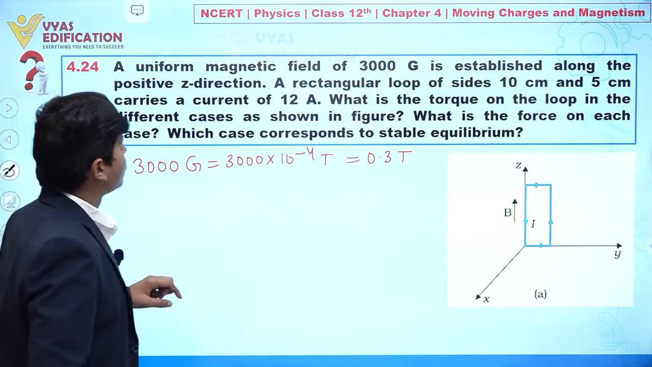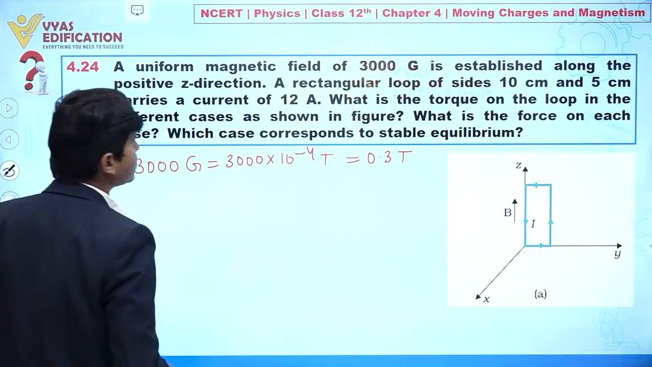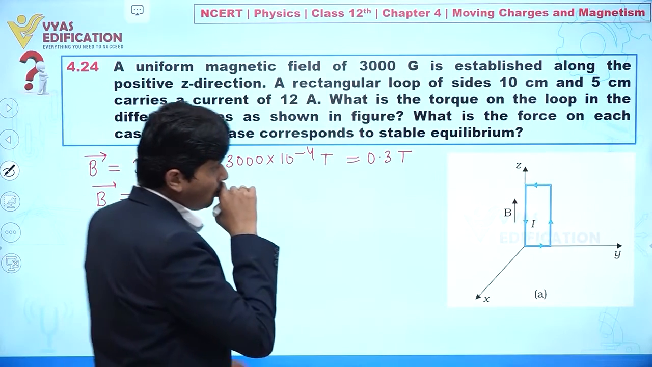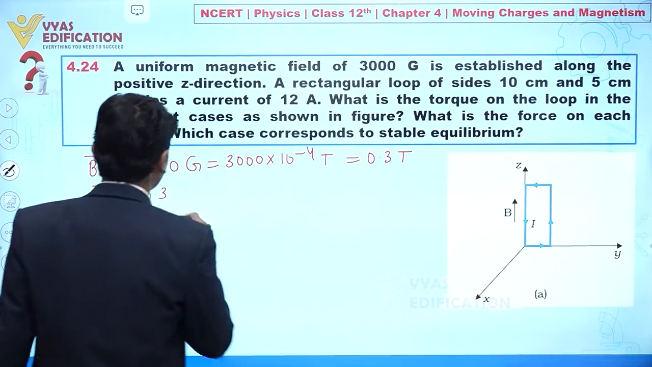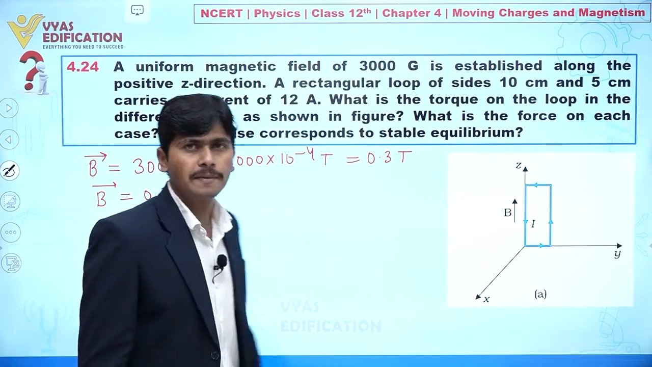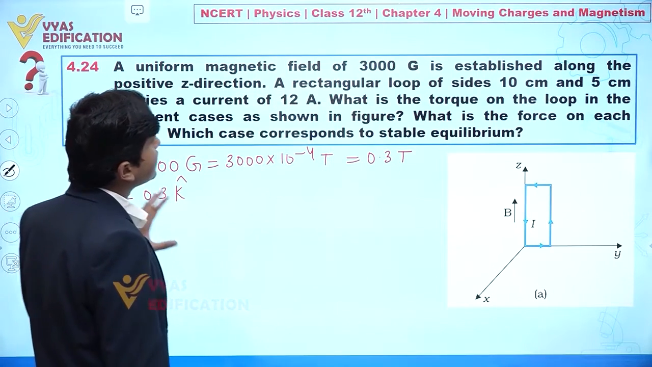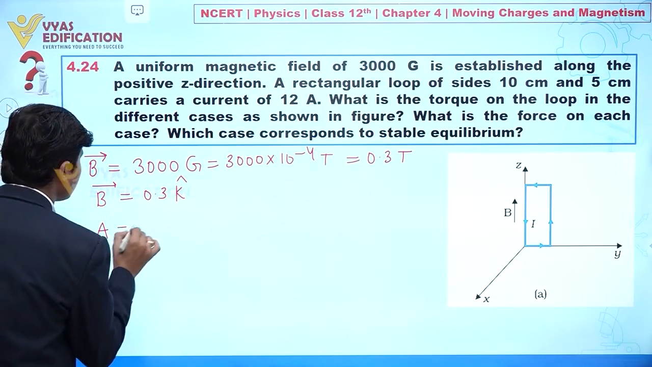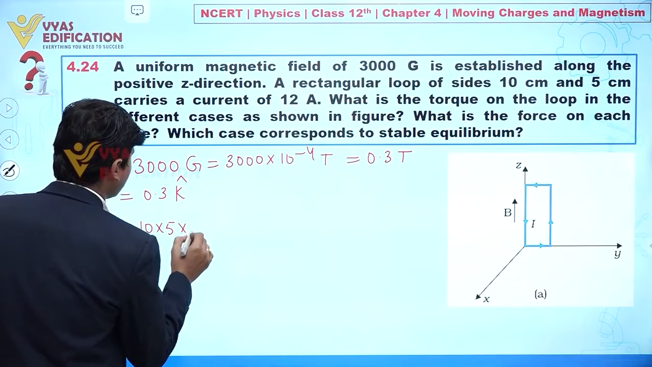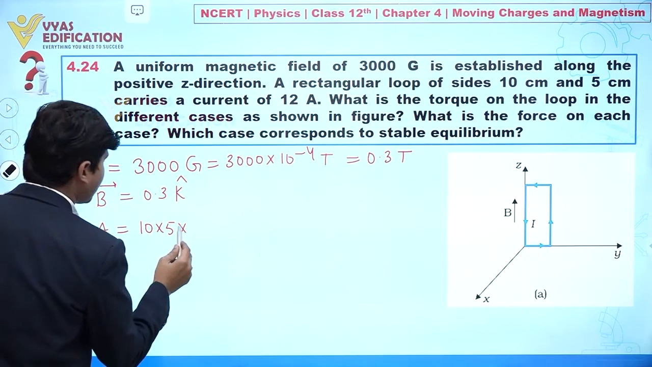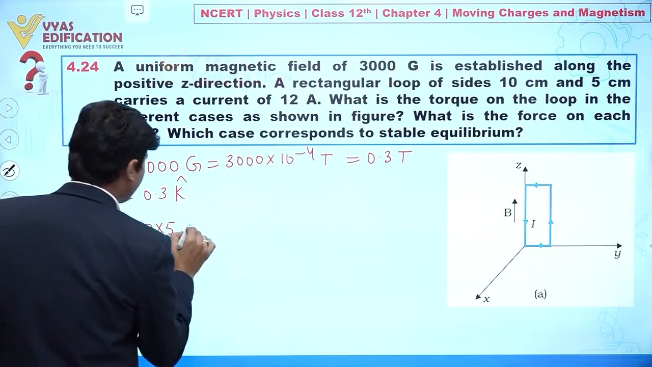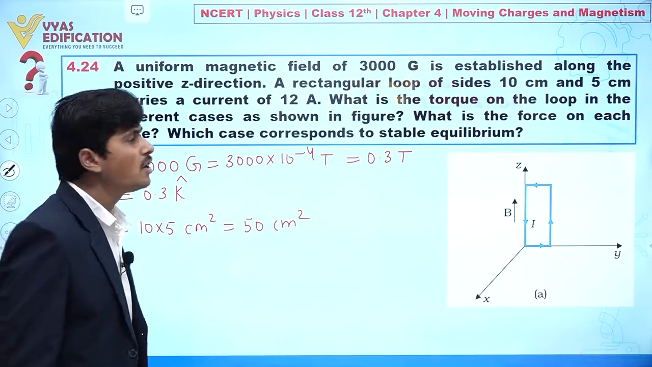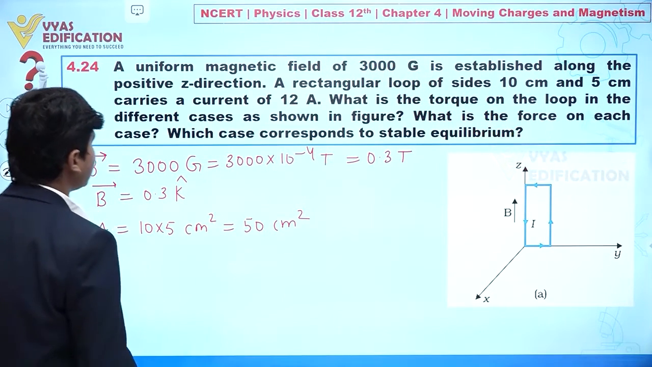Now it is given that this is in the z direction. So how can we write it in vector form? I can say this is 0.3, in the positive z direction, so this is equal to 0.3 k cap. Clear? Now a rectangular loop of side 10 centimeter and 5 centimeter. The magnitude of area is 10 multiplied by 5, in centimeter square, so this is 50 centimeter square. Clear?